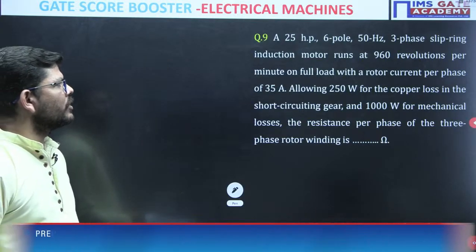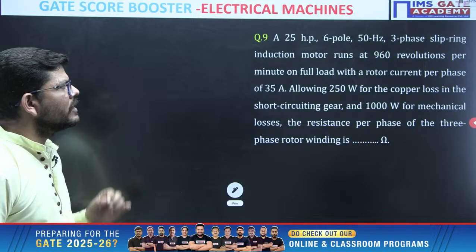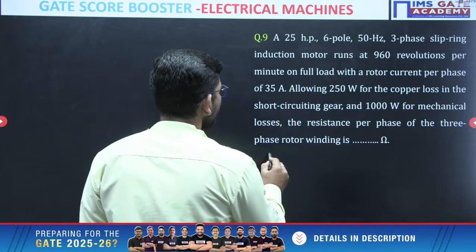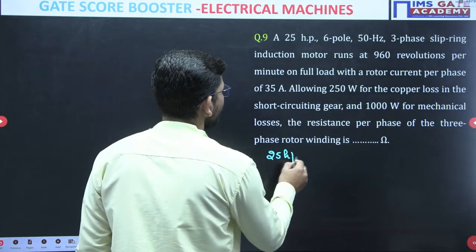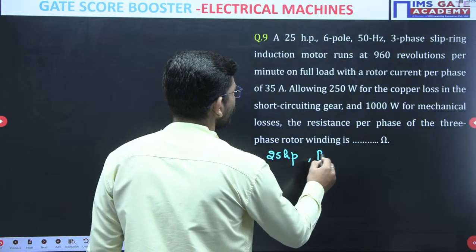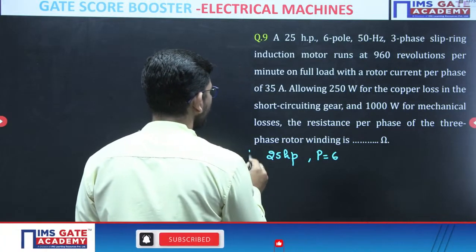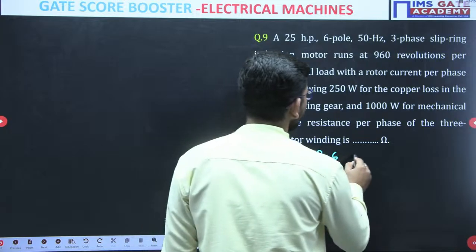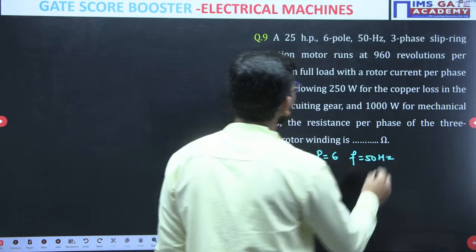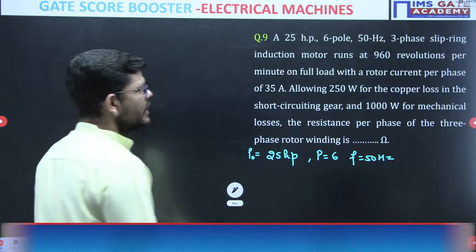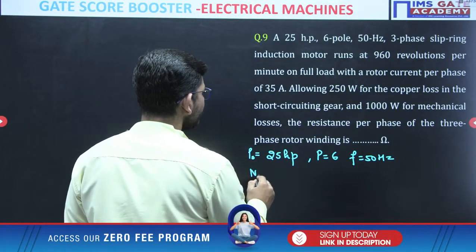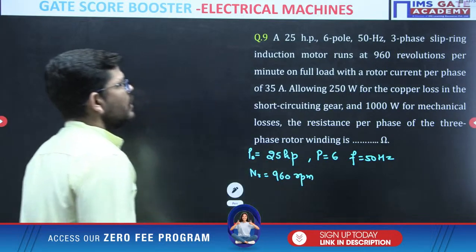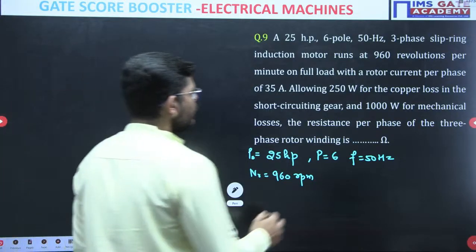Now have a look at this question. A 25 horsepower, 6 pole, 50 hertz, 3-phase induction motor. Let me write the data. So output power is 25 horsepower, 6 pole, 50 hertz, 3-phase slip ring induction motor runs at 960 revolutions per minute. The rotor speed is 960 RPM, on full load with a rotor current per phase of 35 ampere.